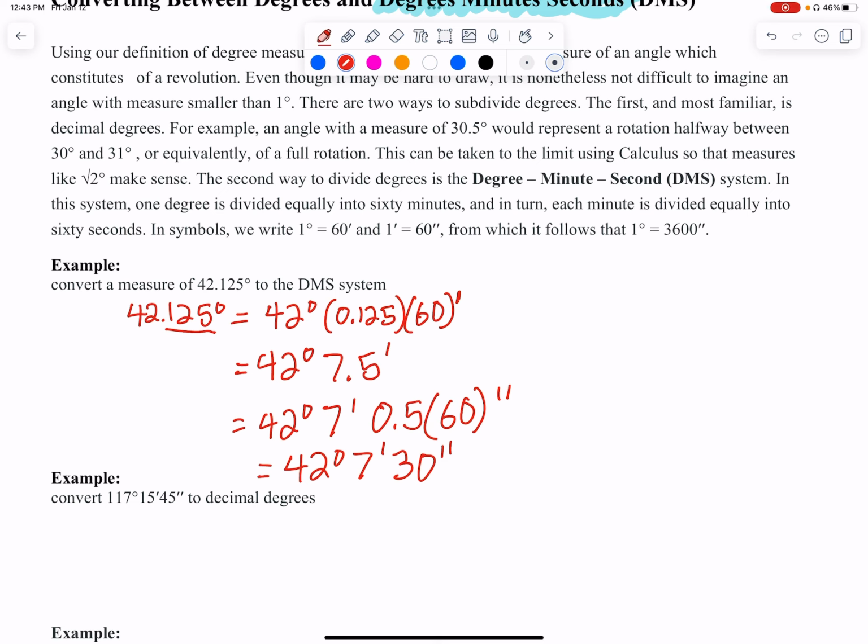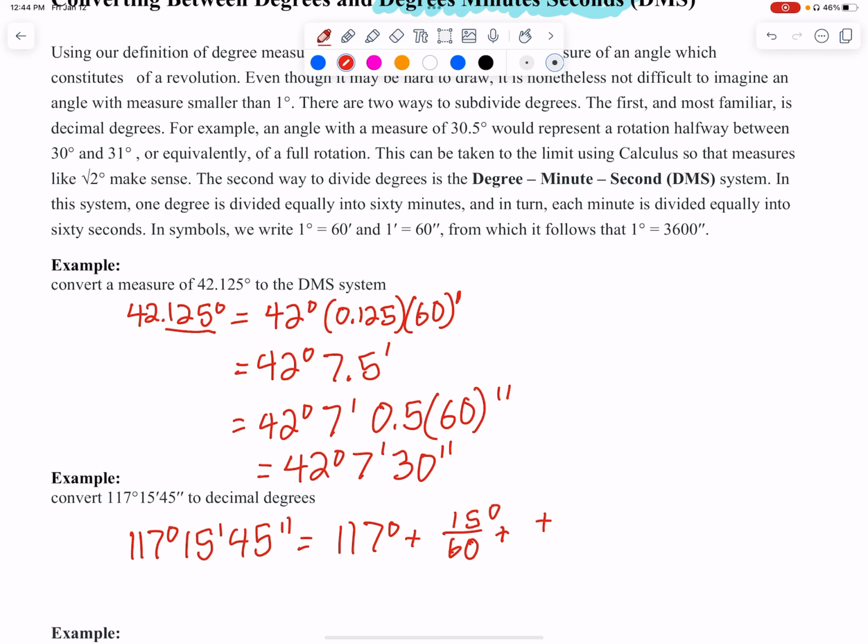Okay, now going the other way, I think this way is a lot easier. We're going to take 117 degrees, 15 minutes, and 45 seconds. Okay, we keep our 117, that doesn't change, and we're going to add this to 15 over 60, right? That's going to give me a fractional part of 15 minutes out of 60 minutes. That'll be a degree, right?